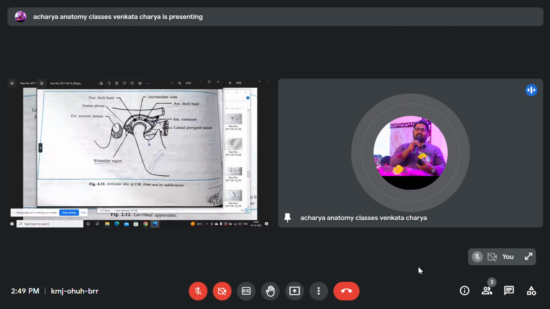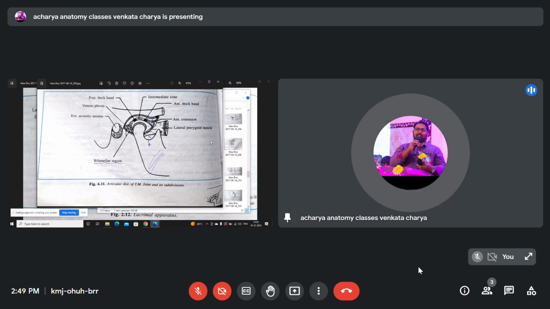Temporomandibular joint, 10 marks question. TM joint, temporomandibular joint, it is a 10 marks question. So temporomandibular joint, bones forming the joint. First subheading, bones forming the joint. Bones forming the joint: temporal bone and mandible.